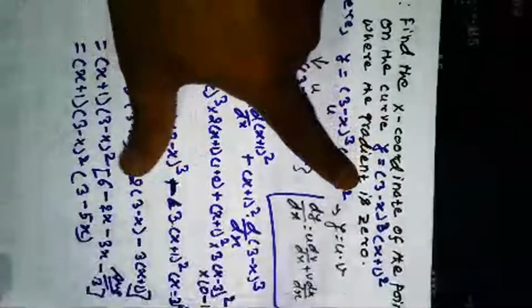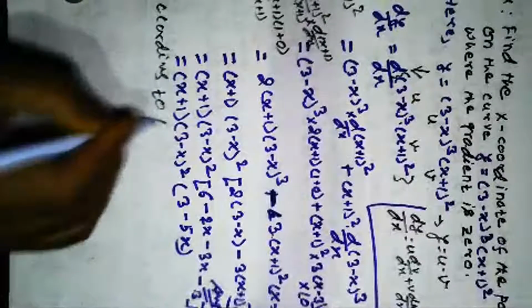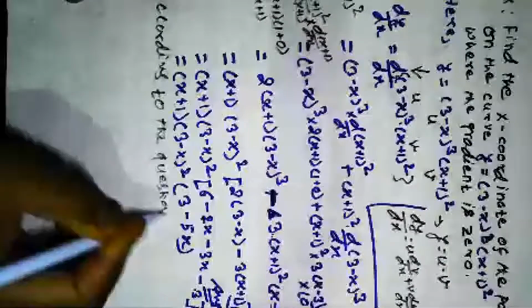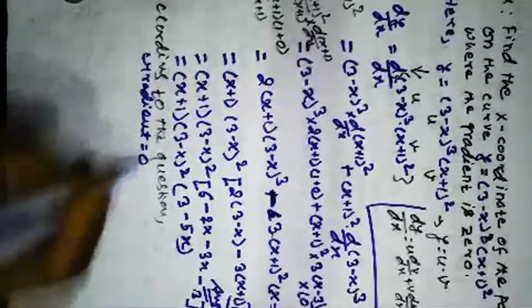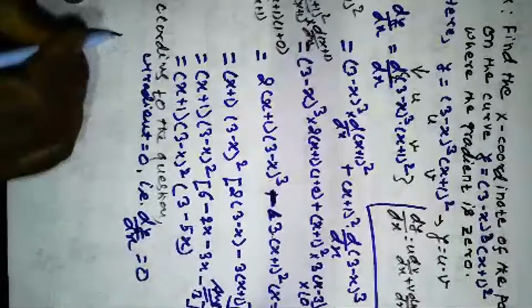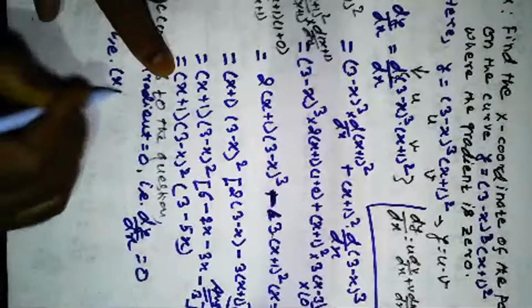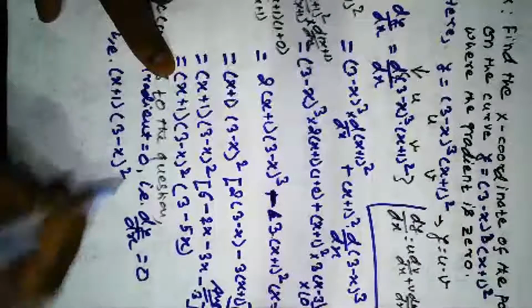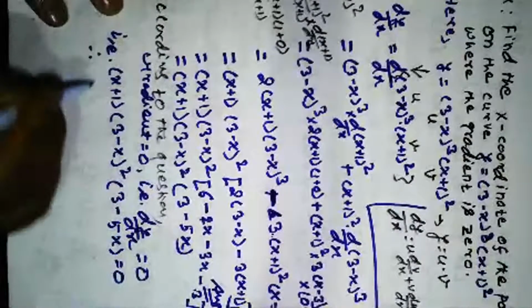Now your question says to find the x coordinate when the gradient is 0. So this is the gradient. So what you can write, according to the question, your gradient is 0, that is your dy by dx is 0. dy by dx we have seen just now here, like x plus 1, 3 minus x squared, and 3 minus 5x equals 0.